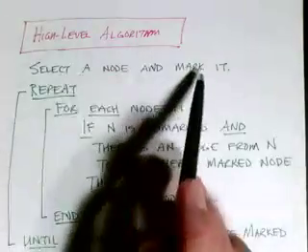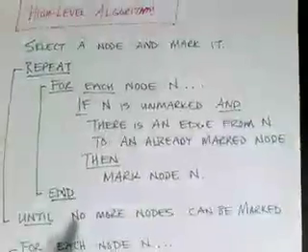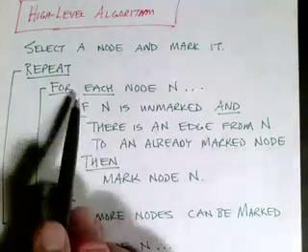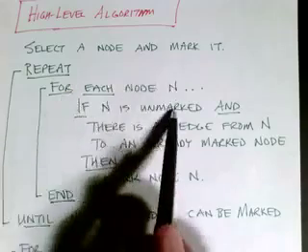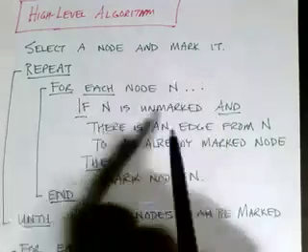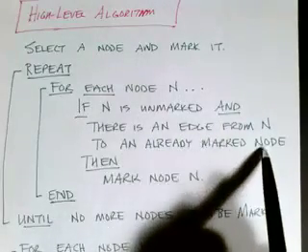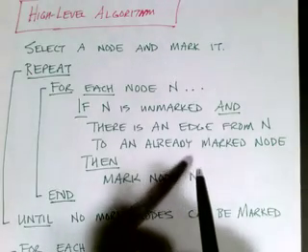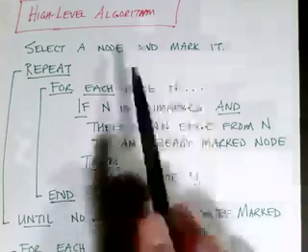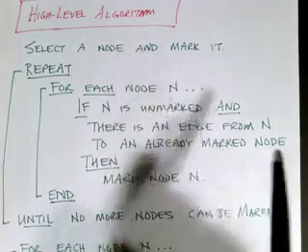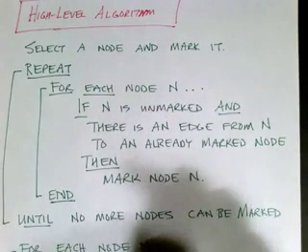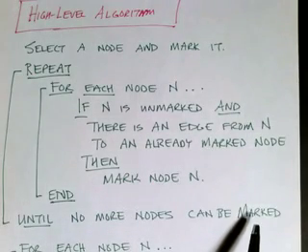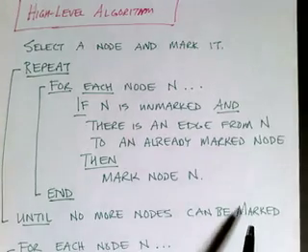Here's the idea. We select a node and mark it, and then we have a repeat loop. And we repeat until no more nodes can be marked. So what do we do? For each node, if it's unmarked, then we look: is there an edge from a node that's already been marked to that node? And if so, we mark that node. Okay, so it's a marking algorithm. We're going to start by marking one node, and then if a node is connected to a node that's already marked, we'll mark it. And we keep doing this until we can't mark any more nodes, until there are no more nodes to be marked.